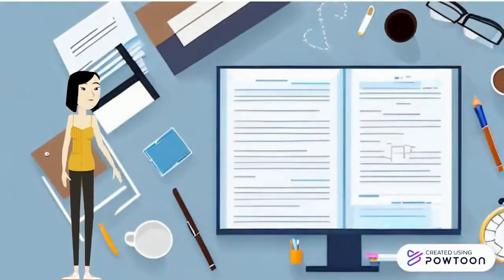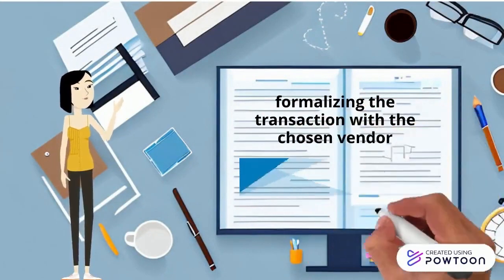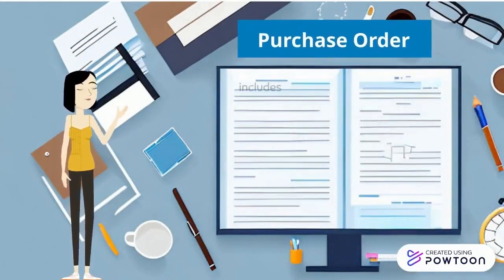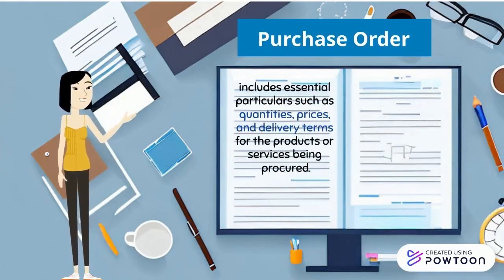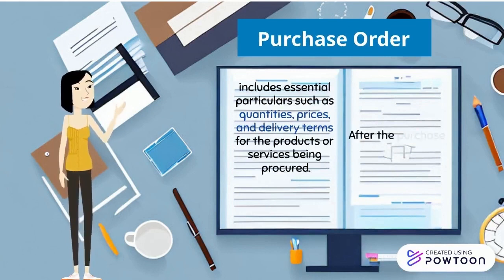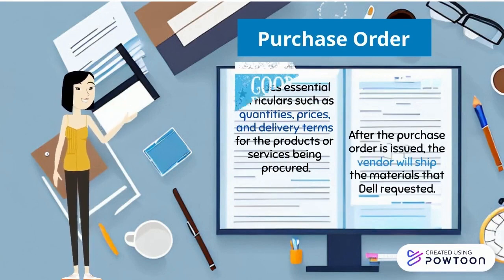Following the sourcing process, the subsequent steps involve formalizing the transaction with the chosen vendor by creating a purchase order, PO. This document includes essential particulars such as quantities, prices, and delivery terms for the products or services being procured. After the purchase order is issued, the vendor will ship the materials that Dell requested. Once the vendor fulfills the order, Dell will initiate a goods receipt to confirm the receipt of items in good condition.